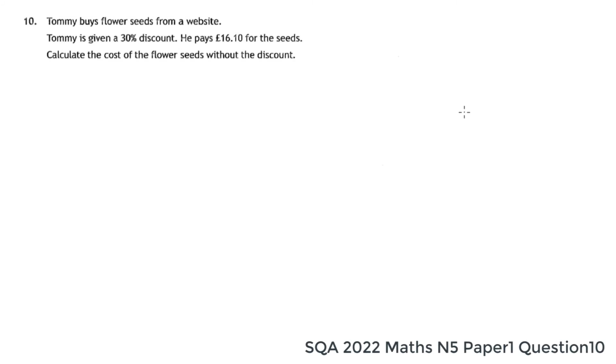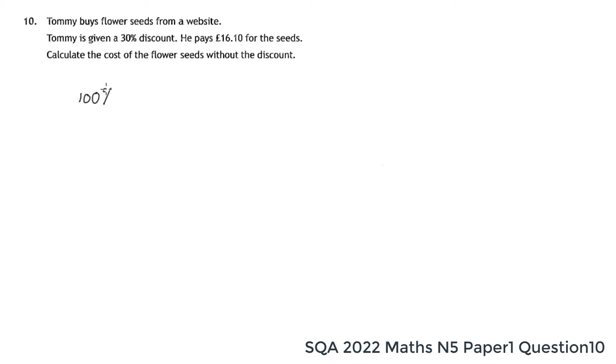And this is question 10, where Tommy's out buying flower seeds from a website. Well, he wouldn't be out, he'll be doing that from his home. But he's given a 30% discount and he pays £16.10 for the seeds. We have to calculate what the seeds would have cost without a discount. In other words, we're after 100%.